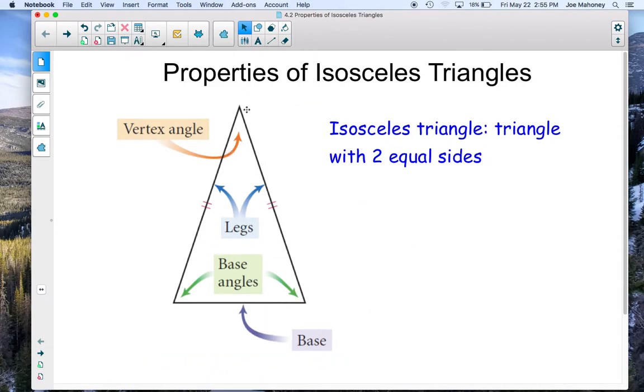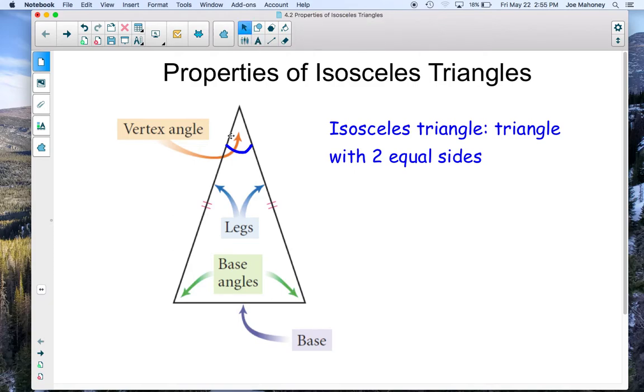Now, the two legs form the vertex angle. So the vertex angle is the angle that's formed by the two legs of the triangle. So this angle is our vertex angle right here. And the other two angles, which are formed by the base and one of the legs, are called the base angles. Kind of makes sense about the base angles there.